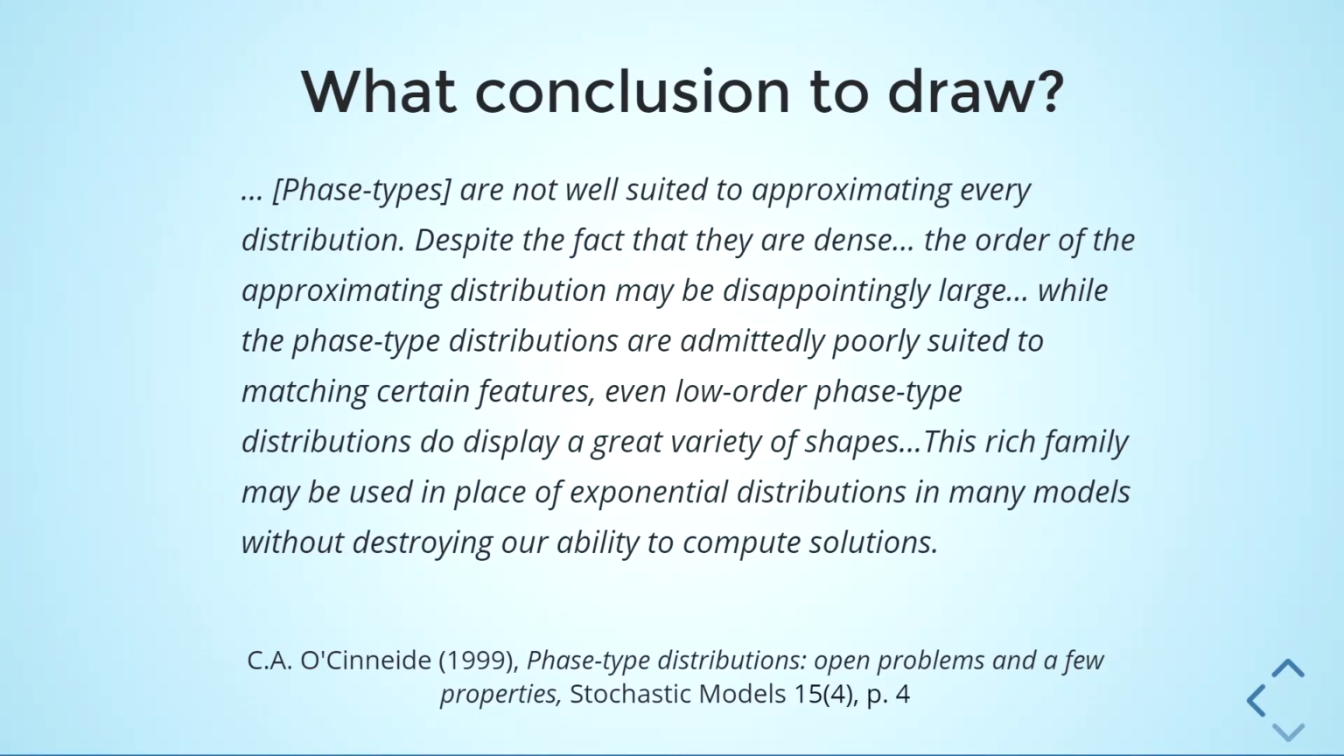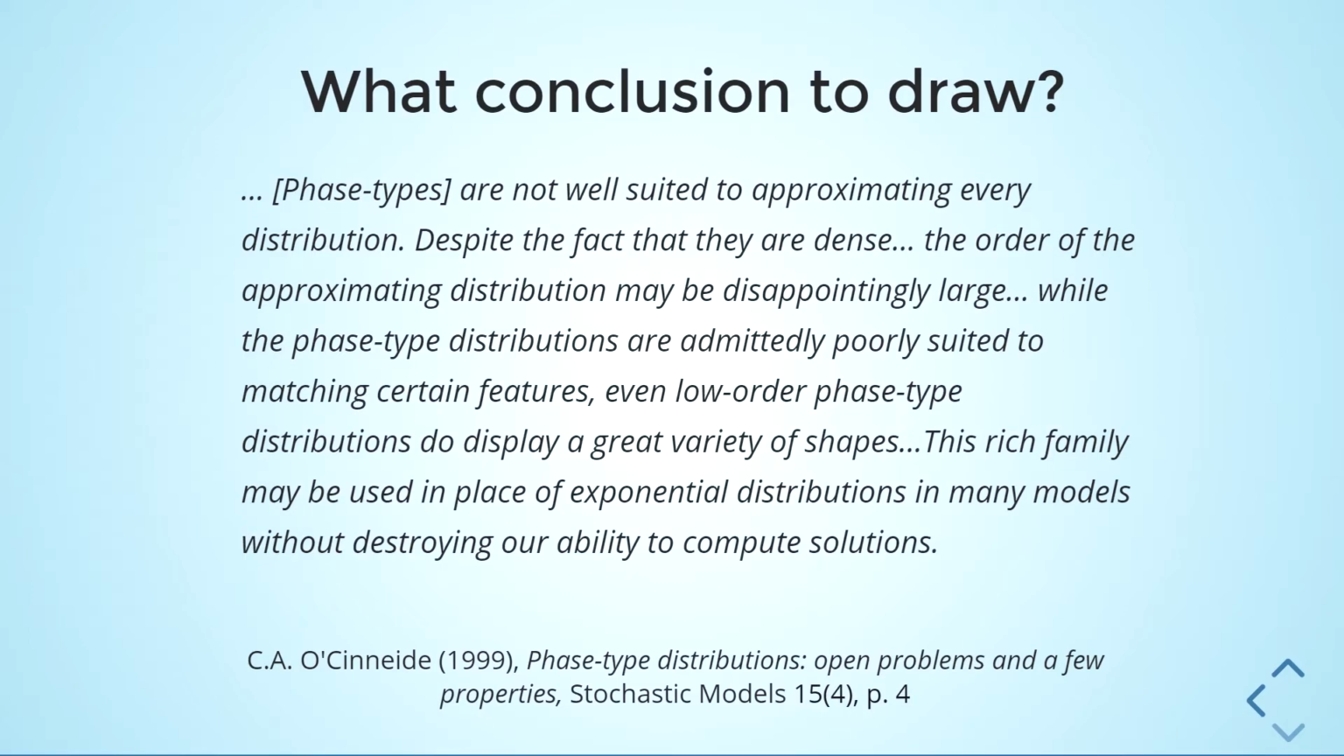So what conclusions do I have to give to you guys? I ended up finding this description from Asmussen, which I quite agree with: despite the fact that phase types are dense, the order of the approximating distribution can be disappointingly large, and so on. But to summarize, basically I would say that the phase type theoretically can fit anything. And so if you're ever solving some problem which has exponential distributions in it, you can probably generalize it to phase type without much effort.